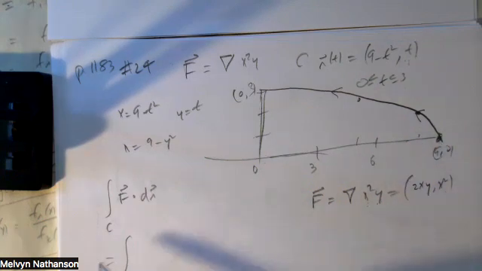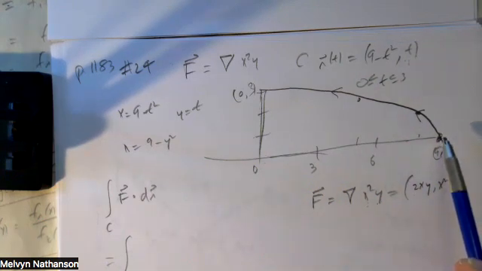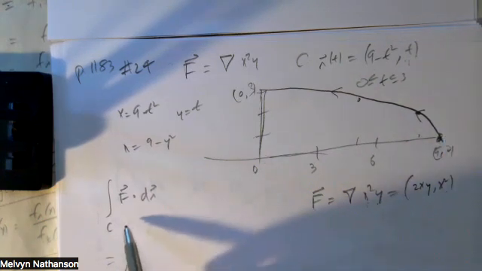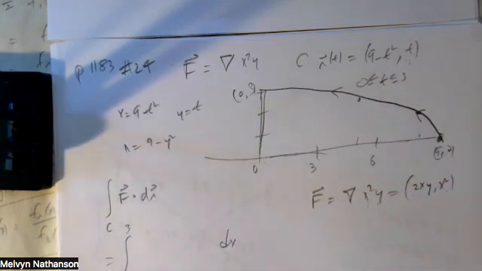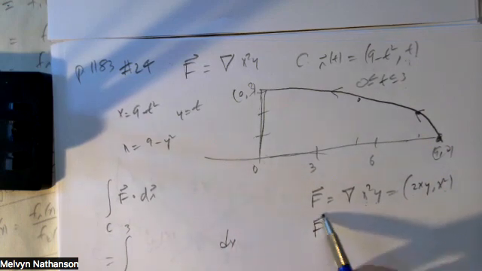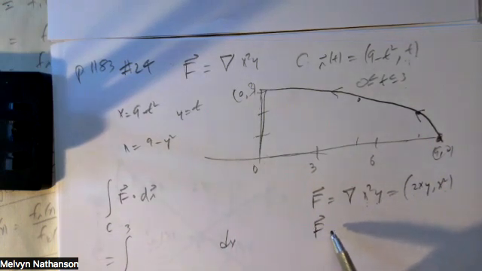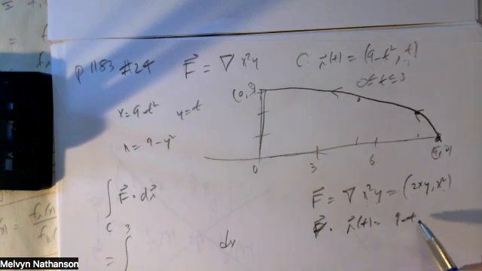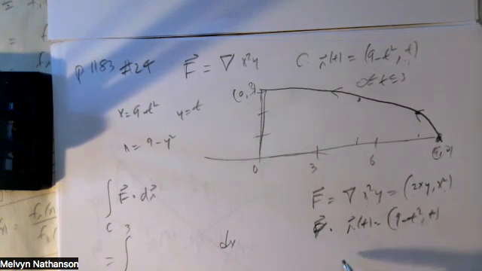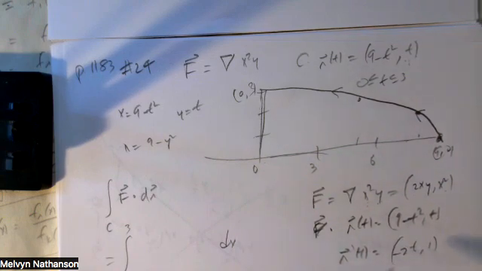C is the curve where t goes from 0 to 3. F dot, so r of t is 9 minus t squared, t. R prime of t, when you differentiate, is minus 2t, 1.